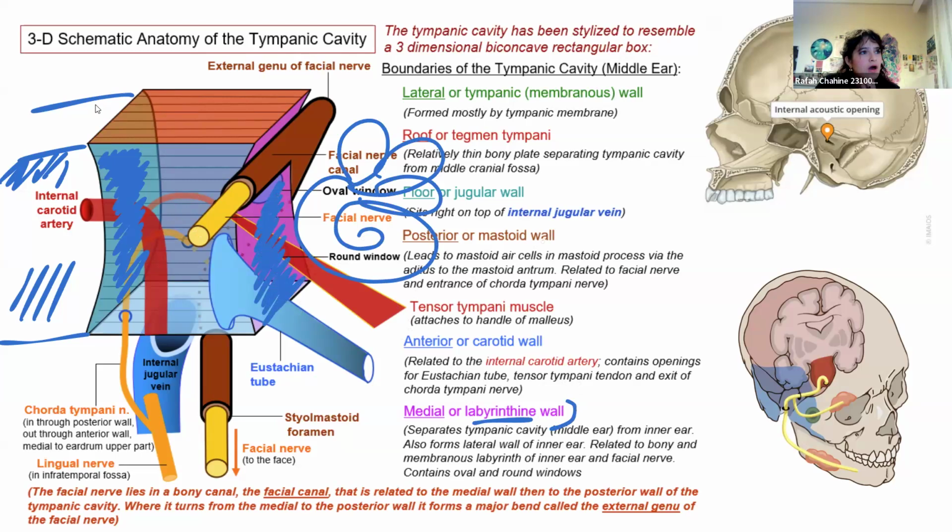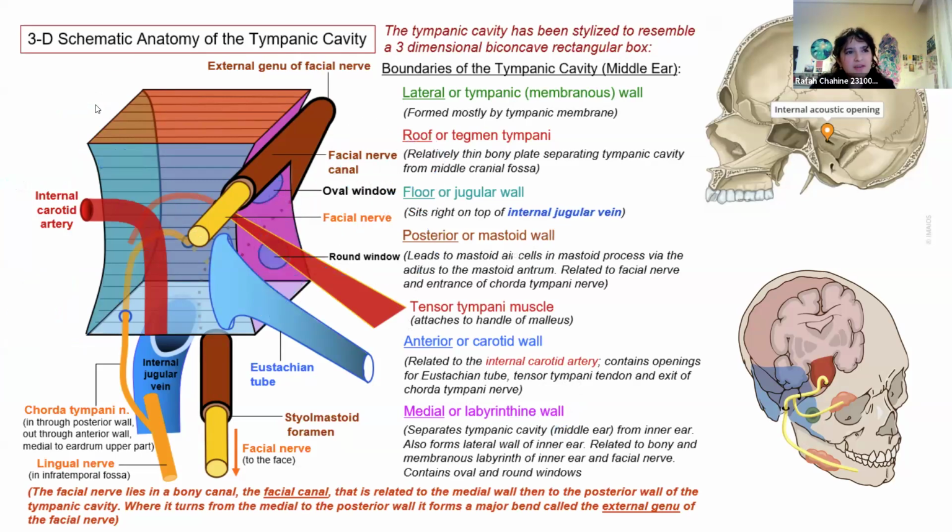And then we go to the posterior or the mastoid wall, which brings me to this slide where I'm actually going to draw it out for you, because honestly, I didn't get it at all when I tried to explain it to myself in second year. But I finally figured it out enough to be able to explain it to you. So let's just redraw it.